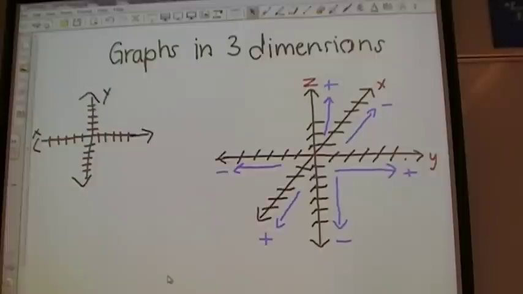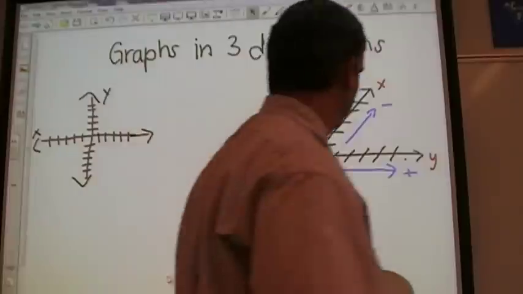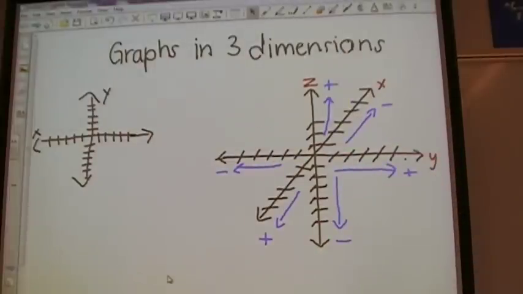So the only difference is the x. The x is now coming forward, coming out at you, like this. Okay? Good? Yeah, you've got a z in there now.